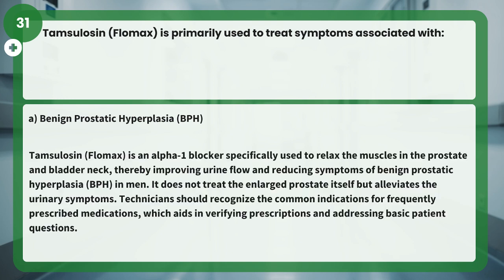Answer A. Benign prostatic hyperplasia, BPH. Tamsulosin Flomax is an alpha-1 blocker specifically used to relax the muscles in the prostate and bladder neck, thereby improving urine flow and reducing symptoms of benign prostatic hyperplasia, BPH, in men. It does not treat the enlarged prostate itself, but alleviates the urinary symptoms. Technicians should recognize the common indications for frequently prescribed medications, which aids in verifying prescriptions and addressing basic patient questions.